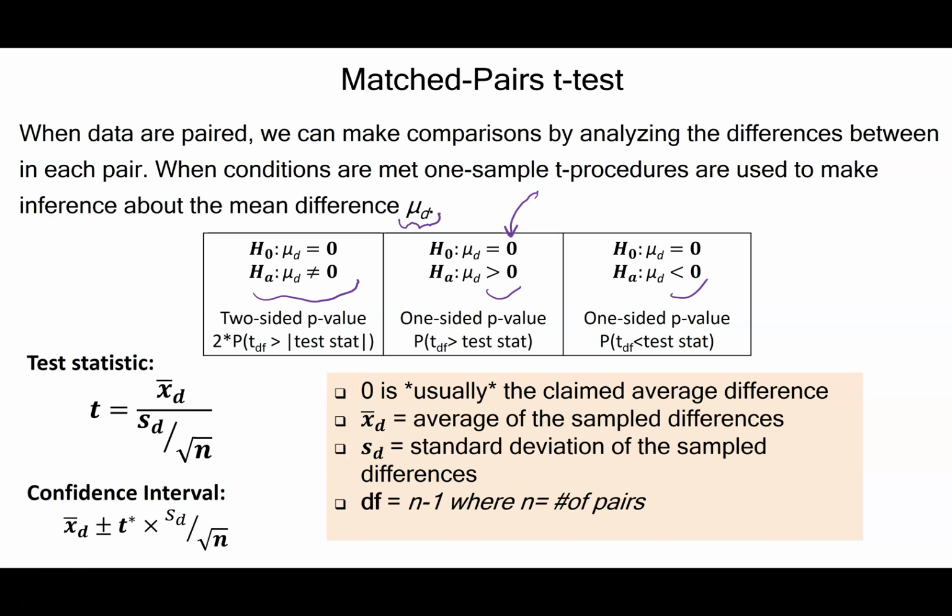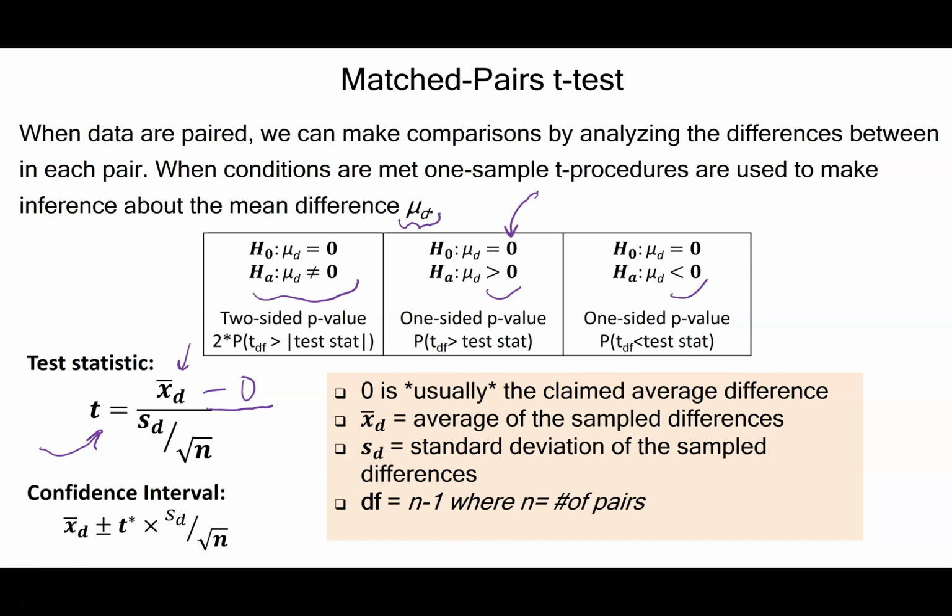Our t-test statistic is going to look really similar. So it's going to be x bar d, the mean difference observed in our sample, minus the claimed value, which is almost always 0. So minus 0, that ends up being x bar d on top, divided by the standard deviation of the differences, divided by the square root of n.